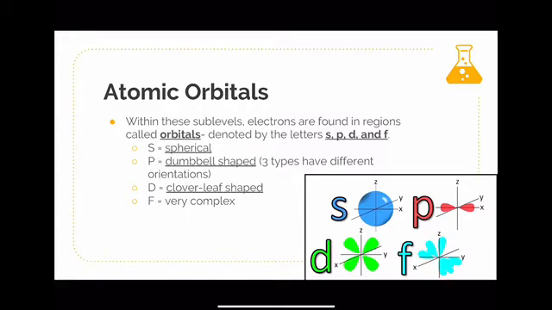It's important to be able to draw Bohr models. They'll ask you to do that if you take chemistry in college. You'll have to draw a Bohr model. But for now, we're going to focus on these atomic orbitals and this Schrödinger model, okay?